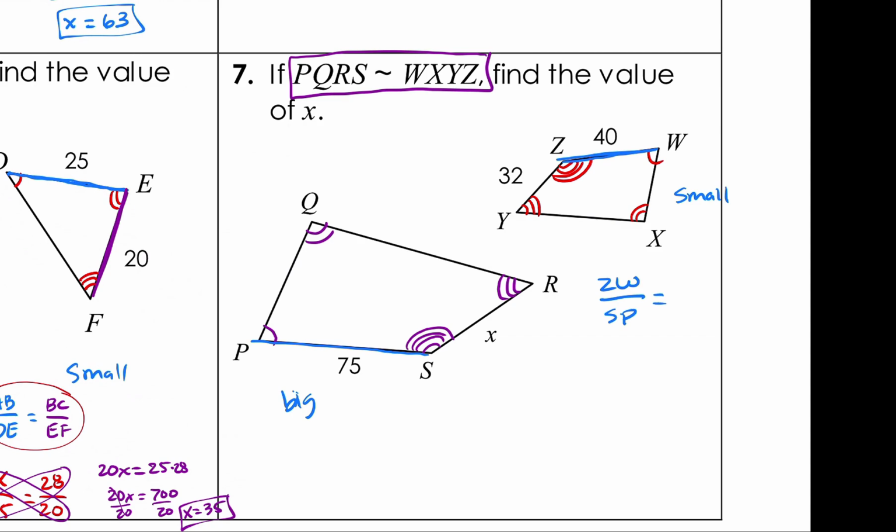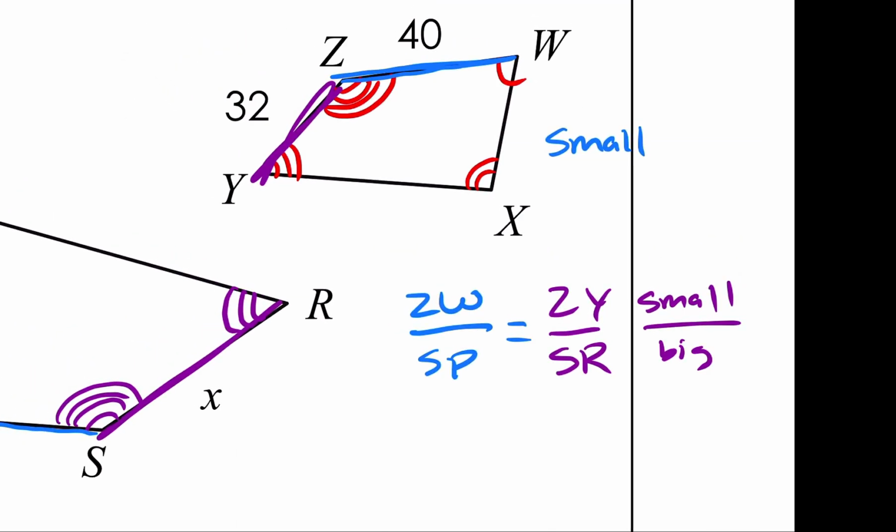And that should equal ZY, right, which is 4 to 3, which is SR. Again, I want small on the top, big polygon on the bottom. So there we go. ZW and SP form a ratio, small to big. And then ZY to SR are the corresponding sides, small to big.